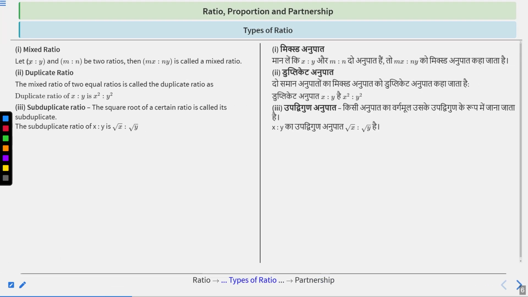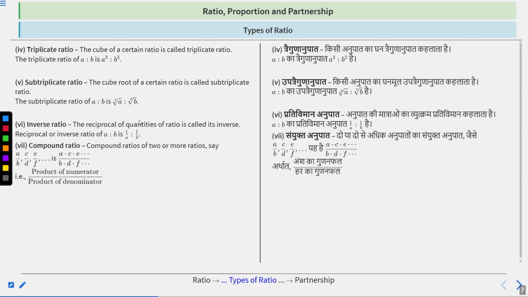Next, types of ratio. The first one is mixed ratio. Let x ratio y and m ratio n be two ratios, then m into x ratio n into y is called mixed ratio. The second one is duplicate ratio. The mixed ratio of two equal ratios is called duplicate ratio, so the duplicate ratio of x ratio y will be x square ratio y square. The third one is subduplicate ratio. The square root of a certain ratio is called subduplicate ratio. What does it mean? If the ratio x ratio y has been given, the subduplicate ratio will be under root x ratio under root y.